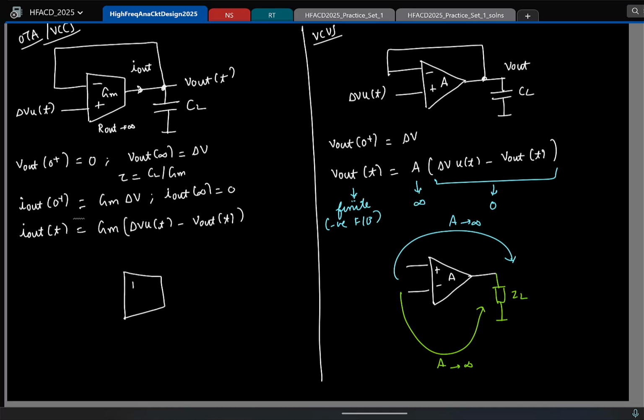Now let's look at the OTA case. Let us say you have an OTA, and you designed an extraordinary OTA which had an infinite output resistance. When I don't have any other load, what is the voltage gain from the input to the output?